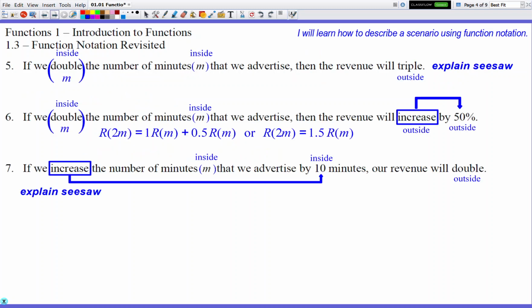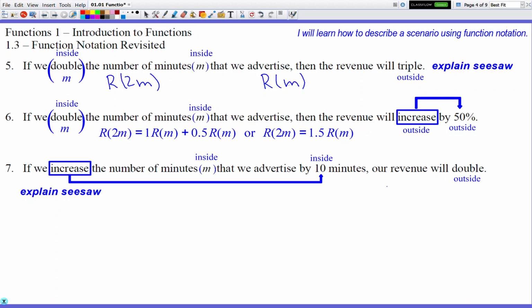Okay, so what do we have here? We have double the amount of minutes. So double implies multiply by 2, so we're going to multiply 2 times M. And that's going to be our first scenario, R of 2M. Remember, I said we're always going to describe what's going to change with the letter, and we're always going to compare it to the letter not changing at all, so R of M. So that's your two scenarios. Compare doubling the amount of minutes we advertise to not doubling at all, doing nothing to M.